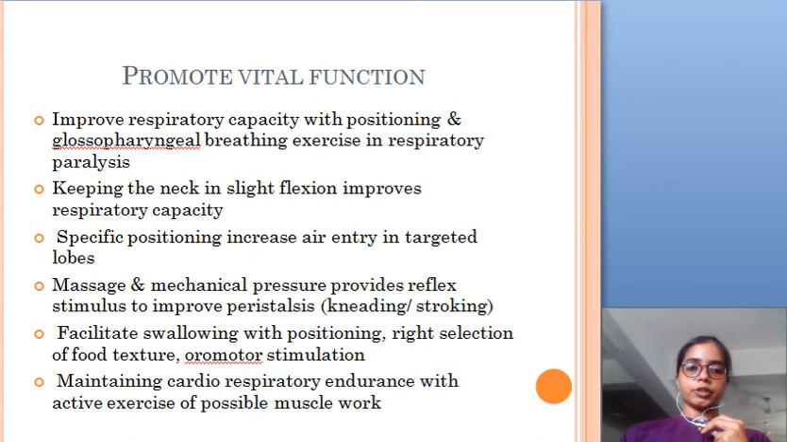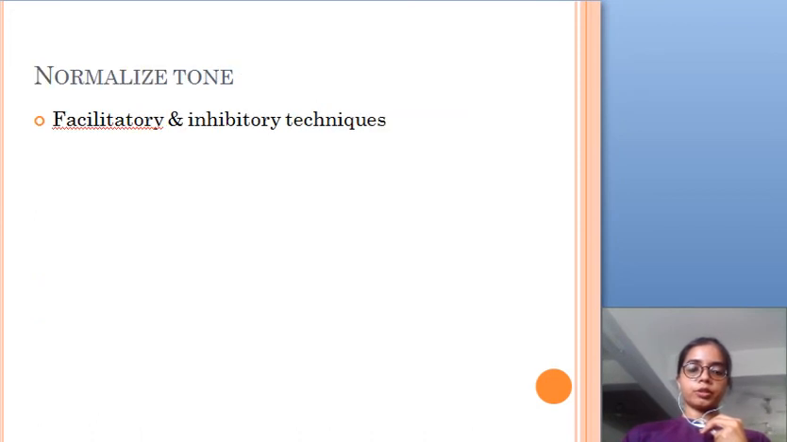For promotion of vital functions, improve the respiratory capacity with positioning and glossopharyngeal breathing exercises in case of respiratory paralysis. Keeping the neck in flexion improves the respiratory capacity. Specific position increases air entry in the targeted lobe. Massage and mechanical pressure provide a reflex stimulus to improve peristalsis, such as kneading, stroking. Facilitate swallowing with position, right selection of food texture, oromotor stimulation. Maintain the cardiorespiratory endurance with active exercises, active muscle work as much as possible. Normalization of muscle tone is brought about by facilitatory and inhibitory techniques.